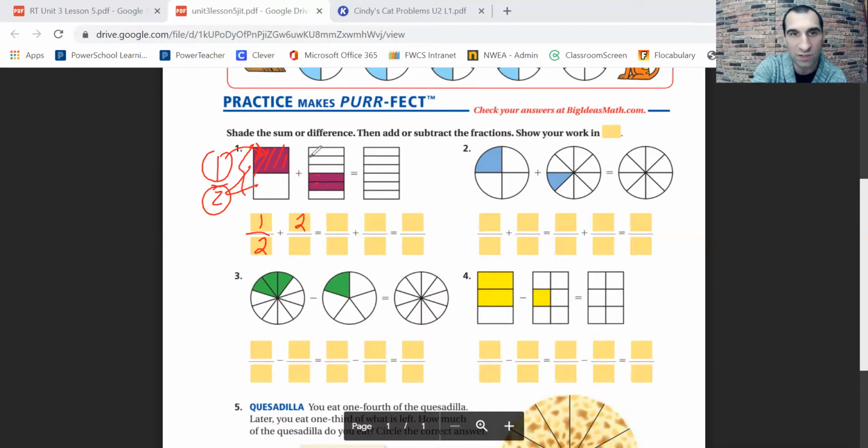So I have 1, 2, 3, 4, 5, 6 equal parts. So my whole is divided into 6 equal parts. That means one part is 1/6. So since there's 2 shaded in, that's 2/6. Now what does that equal? Well, I have to rewrite these fractions because I can't just add fractions together that have different denominators. So since this is 1/2 and this is 2/6, I want to see how I would rewrite these fractions.